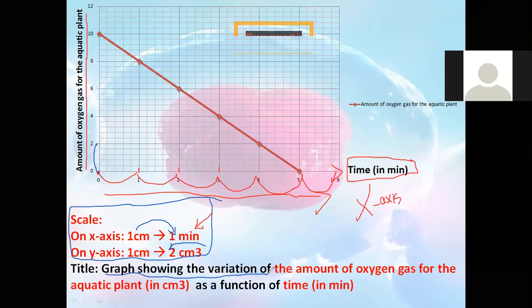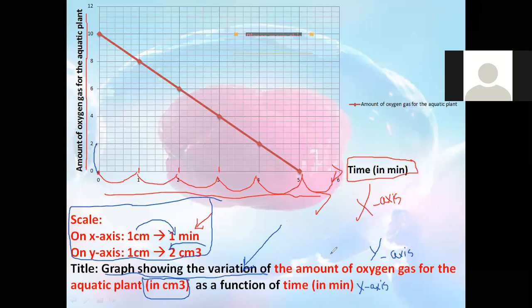The amount of oxygen gas for the aquatic plant, and you have to mention the unit in centimeter cube, as a function of time in minutes. So time in minutes. A graph always shows the variation of what? Of the y-axis, as a function of the x-axis. What is on the x-axis? The time, as a function of time in minutes.